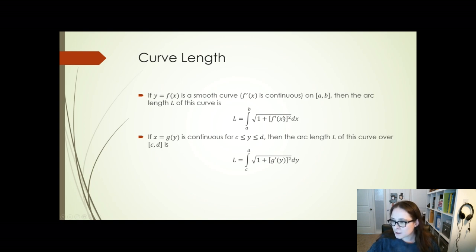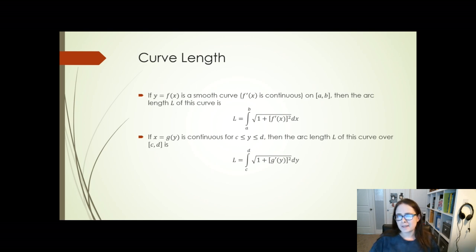So looking at the formula, I've got two versions of it, just depending on which one is easier to use based on the look of the actual equation. Usually if you have a function that's a little more horizontal, you're going to integrate with respect to x. And if it's something that's more vertical, we'll integrate with respect to y. In both cases, though, we're going to be taking the derivative of the given function, then squaring that, and then adding 1 to it, and then plugging it into that square root.